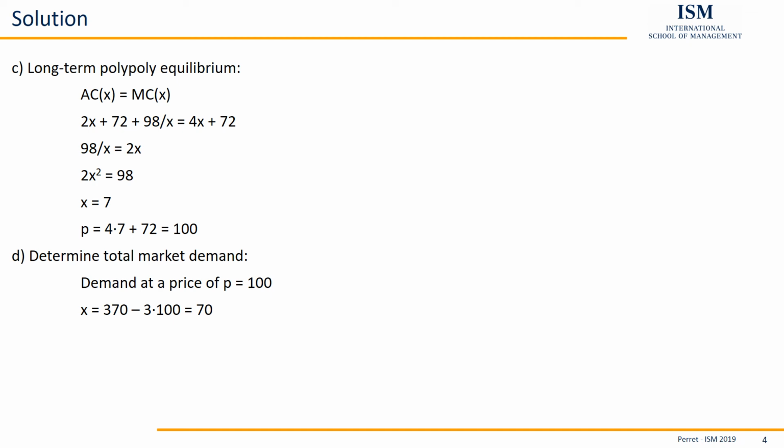And each company has a profit maximizing output of 7. That was part C. So if we have a total demand of 70, each company produces 7. This means in total we need 70 divided by 7 companies. So the number of companies is 10. And well, that's all there is to this exercise.